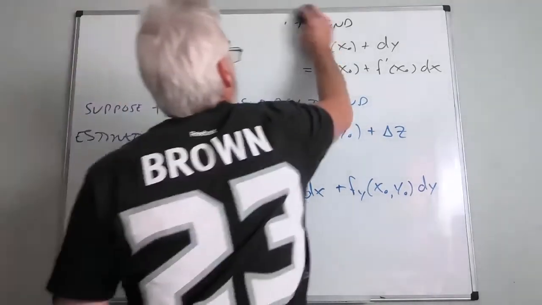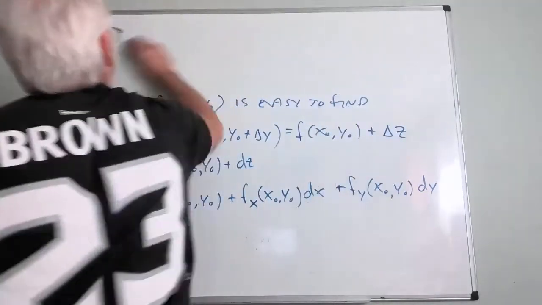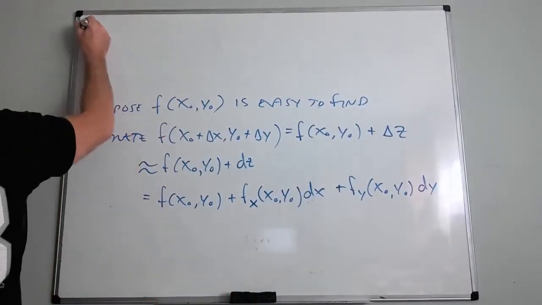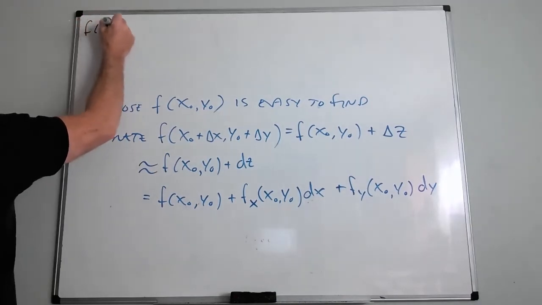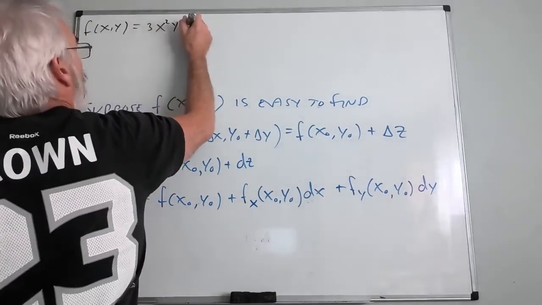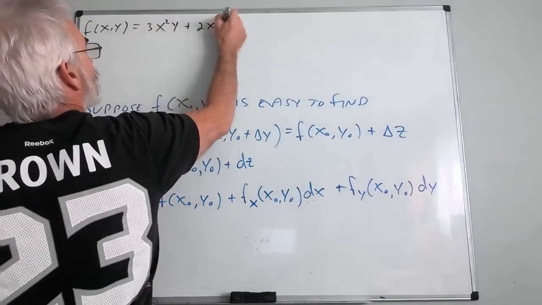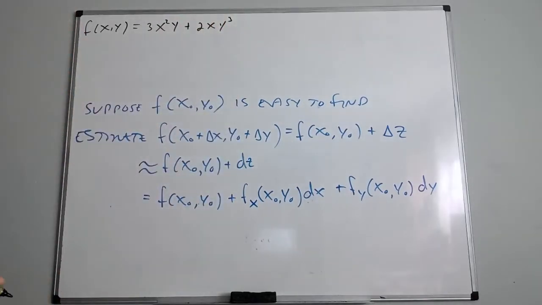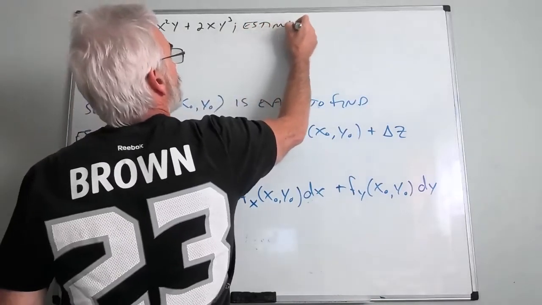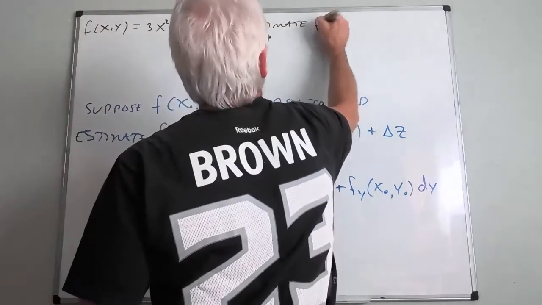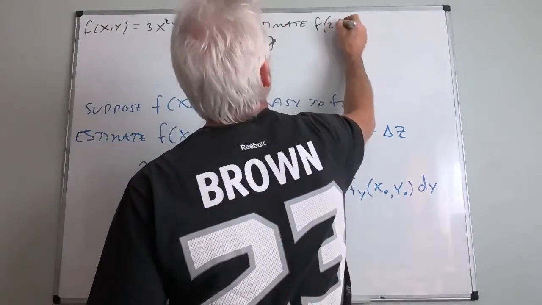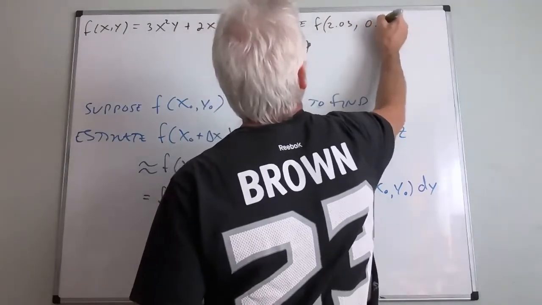All right, let me just go ahead and start with a function, to make it easier. Let's say that f of x, y we're going to define as 3x squared y plus 2xy cubed. How's that? We want to estimate, how about f of 2.03 comma 0.98.